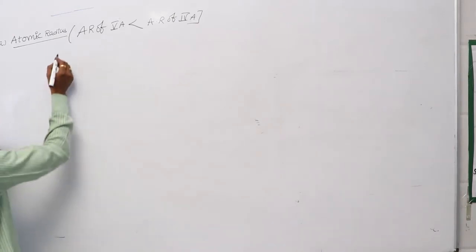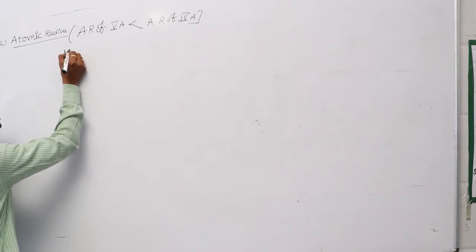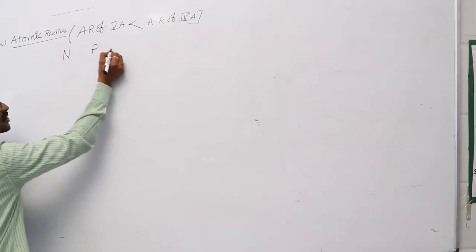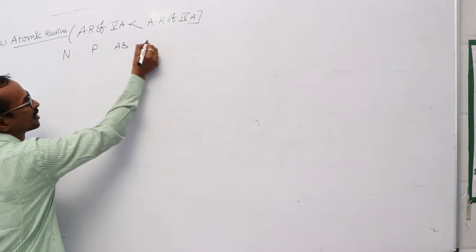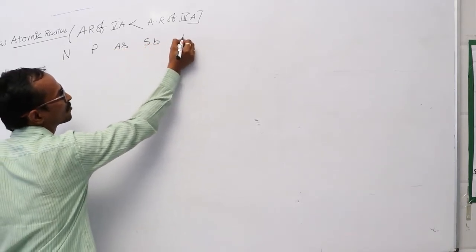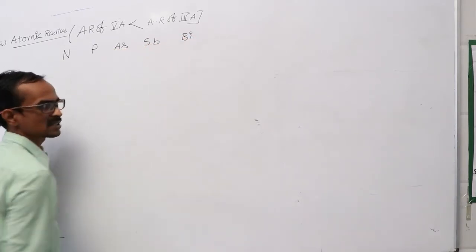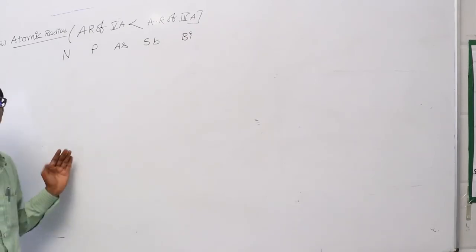Tell me these 15th group elements once. What are they? Nitrogen, phosphorus, arsenic, antimony and bismuth.